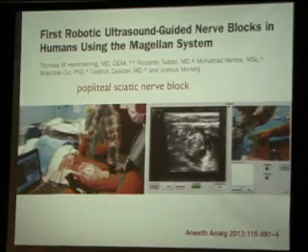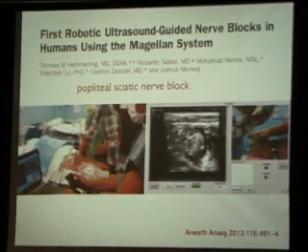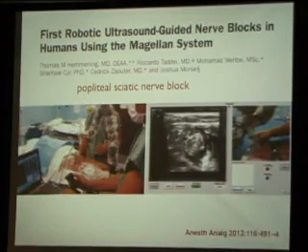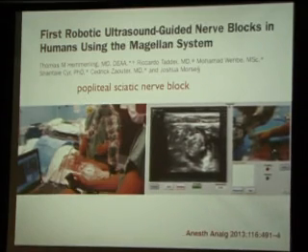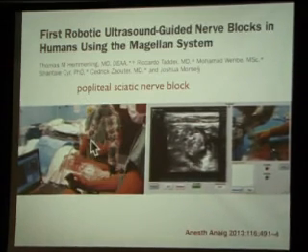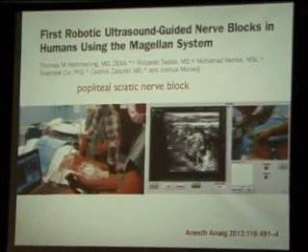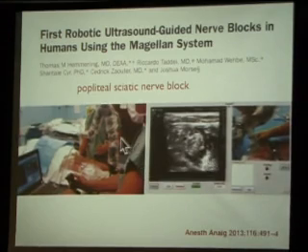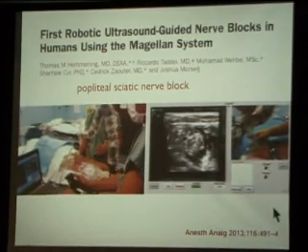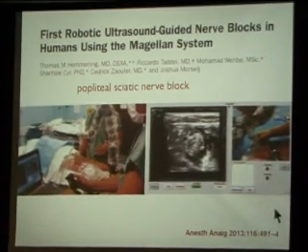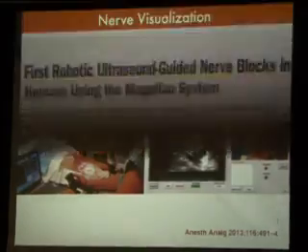I found this robot, the first robot for ultrasound guided nerve block in humans. Maybe that is the future, but I don't think so, because as you see, a human is holding the probe. A human has to interpret the nerve image and also local anesthetic spread. The robotic arm is just to hold a syringe and inject the needle. So we still have a job to do.